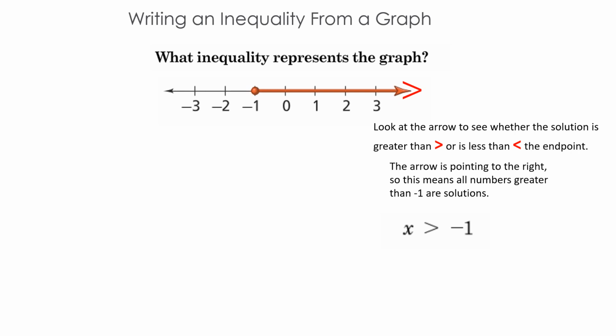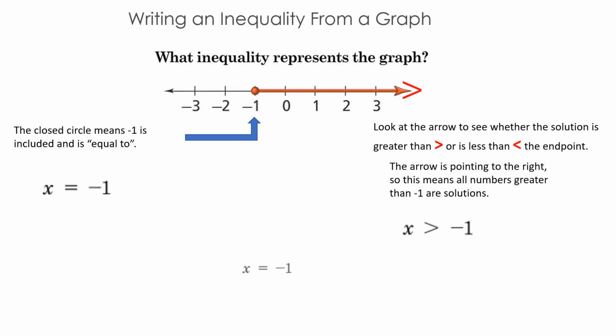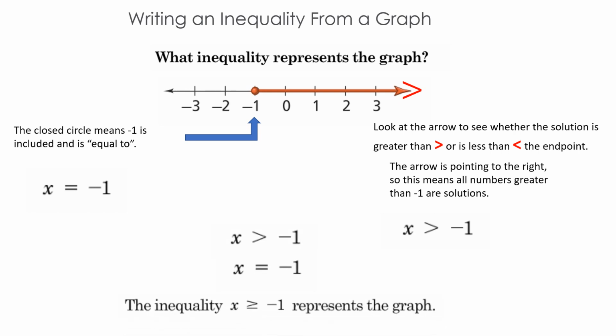But there's another bit of information here, if you notice. The negative 1 has a closed circle. So this means that that number, negative 1, is going to be included. So x is also going to be negative 1, and x is going to be greater than negative 1. So the two of them combined, this is what you get. x is greater than or equal to negative 1.